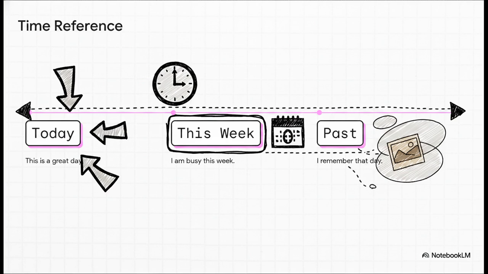When we talk about the present, or a time that feels very near to us right now, we use this. Look at today. We say, this is a great day. Or for the current week, I am busy this week. We are anchored right in the present. But when we look backwards down our timeline to a past day, we push that event away from us by using that. We say, I remember that day. Just like physical distance, we use this for near time and that for distant time.